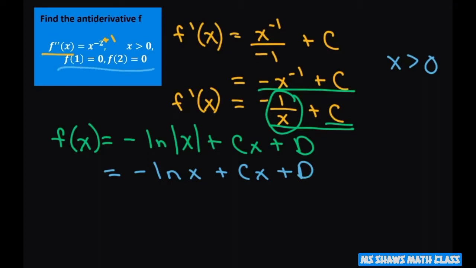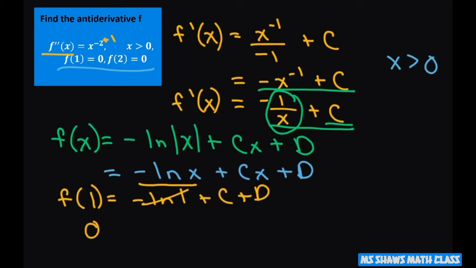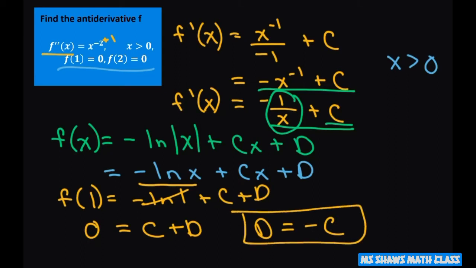Now, given our information, we know that f of 1 equals 0. So let's plug in 1, sorry. You plug in 1, you get negative ln of 1 plus c plus d. Well, ln of 1 is just 0. So basically, f of 1 is 0, so you get 0 equals c plus d. Or you could say that d equals negative c. So remember that part: d equals negative c.